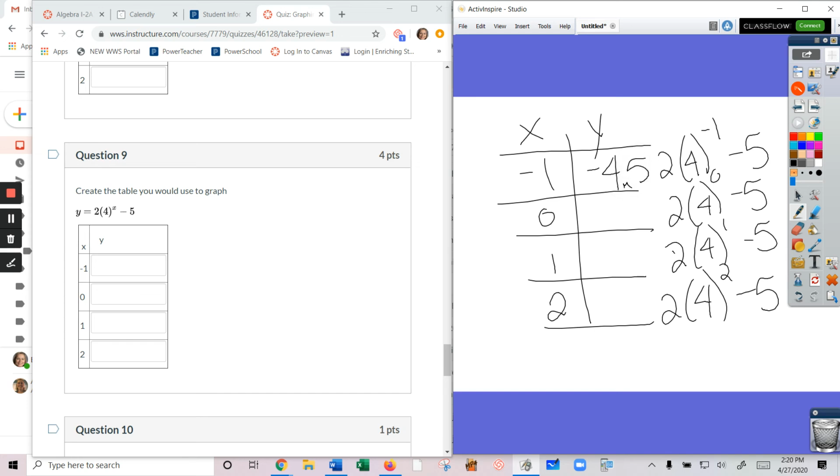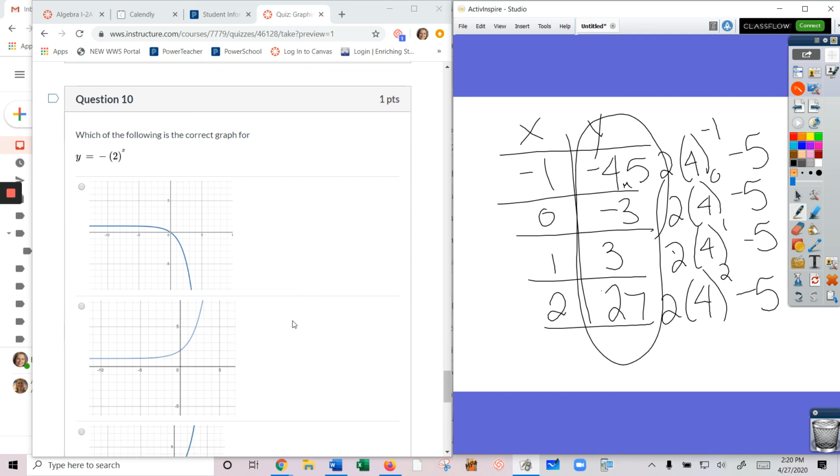And if you want, you can then arrow up, and you can just delete out that negative and then change the 1 to a 0 or whatever you prefer. 4 to the first power is 4. 4 times 2 is 8. 8 minus 5 is 3. 32 minus 5 is 27. Again, you could use your calculator for all of those, but those should be our output values there.